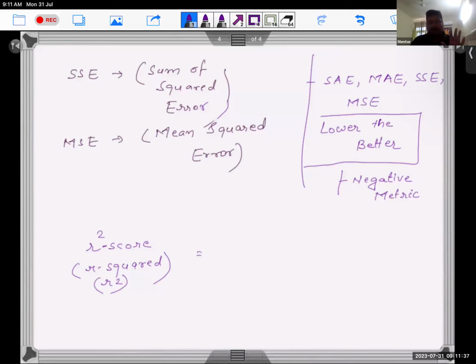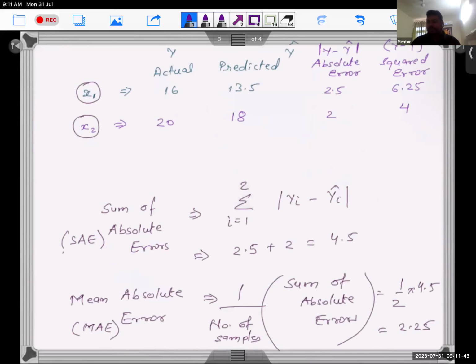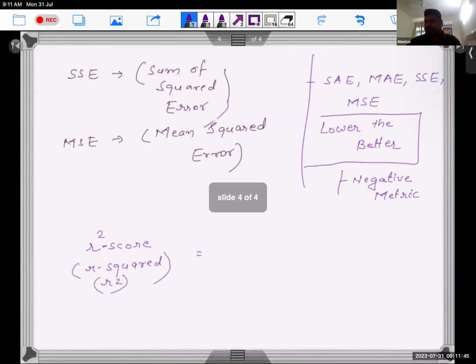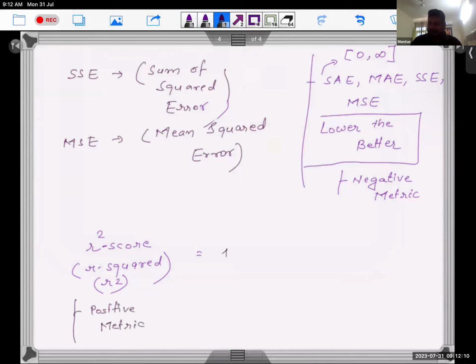Now, what is this? I'll write the formula and then we will discuss what the range is for it. Can you tell me what is the range of each of these metrics? All these metrics that you have studied, what are their ranges? 0 to infinity. So all of these metrics are in the range of 0 to infinity. Let's look at one more metric. This is a positive metric, by the way. Higher the better. And you will see why. Let me first write the formula and then see this. Assume you have n examples.